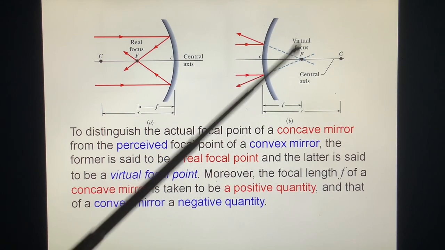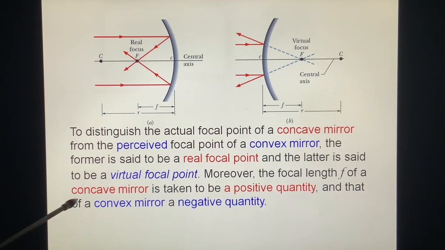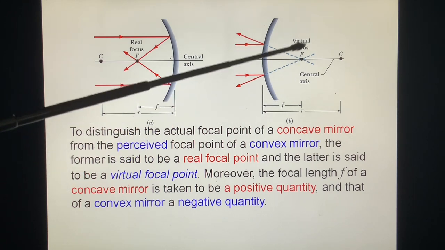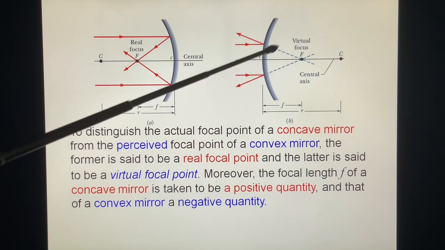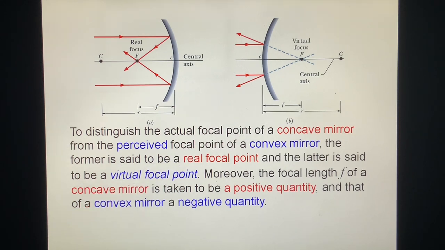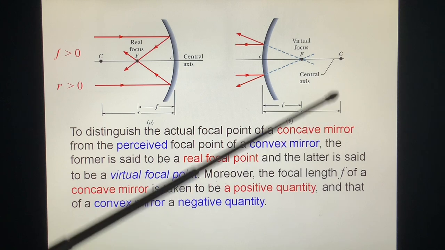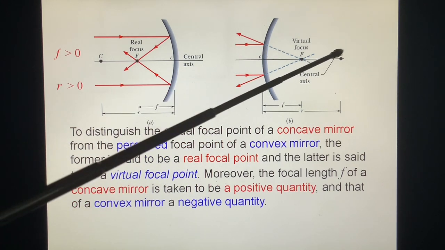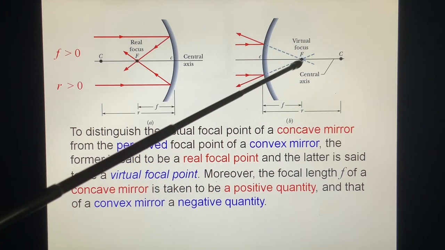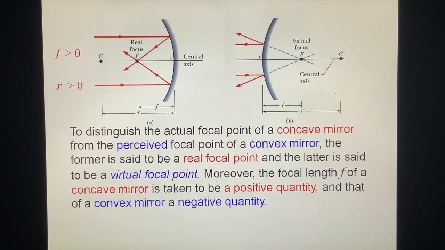Moreover, the focal length F of a concave mirror is taken to be a positive number. And that of the convex mirror we call a negative number. This F here is larger than zero. This R is larger than zero. They are all in the real section. And for this one, F is a negative number, R is a negative number, because these two points are all in the virtual side.